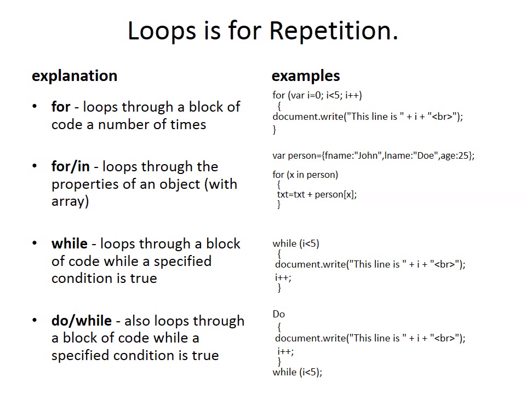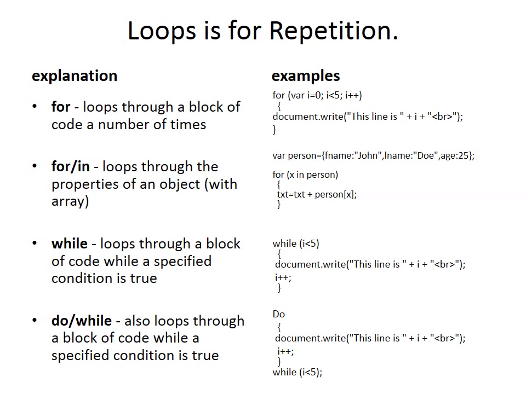While and do/while are similar. While the condition is true, it will repeat. The difference is while has the condition at the beginning. Do/while has the condition at the end. The variable should be set before the while or do/while statement.